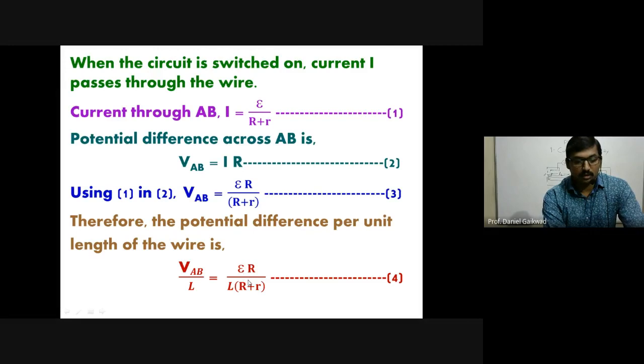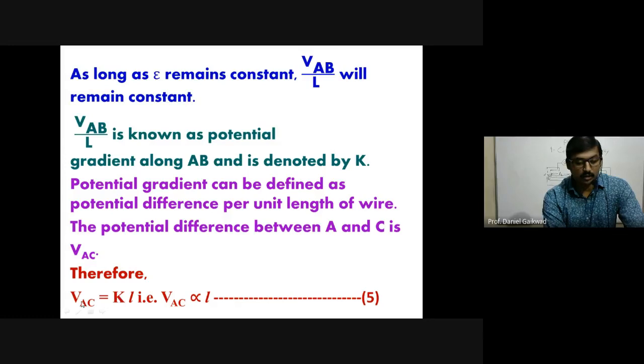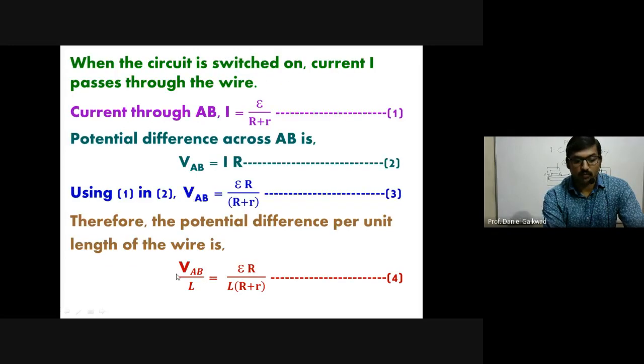So potential gradient means epsilon or VAB divided by L. So this VAB divided by L is a constant quantity, and that will be K here. So VAC is equal to K times small l. VAC and corresponding length AC is small l and constant K here. So we can say that from this formula, VAC is directly proportional to L here. So that can be understood from this formula.